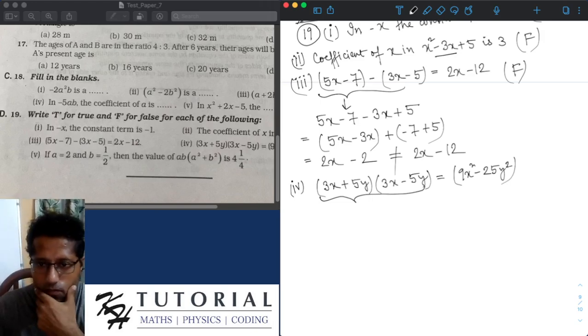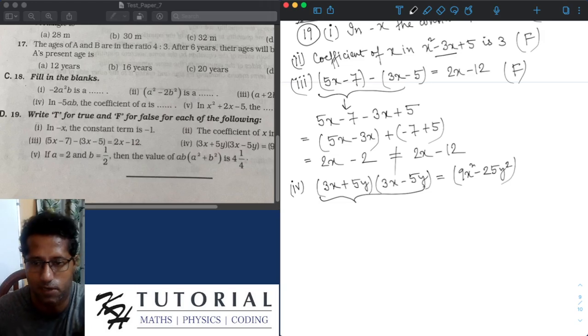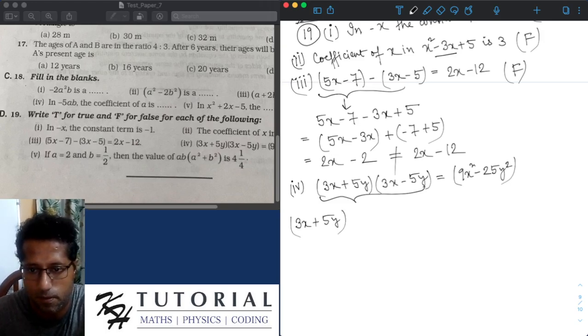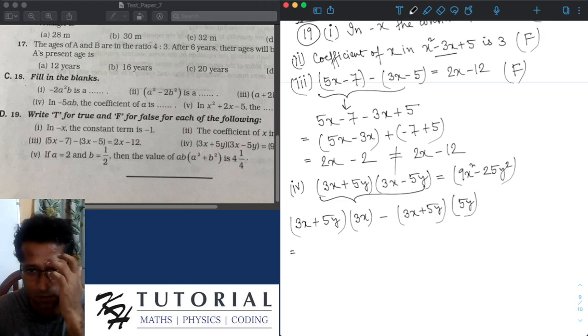So this is a product of two binomials, and using the distributive law of multiplication over subtraction, we can write it as 3x plus 5y multiplied by 3x minus 3x plus 5y multiplied by 5y. So we have distributed the multiplication over subtraction. Now if we further simplify it, we have two products of monomial and binomial.